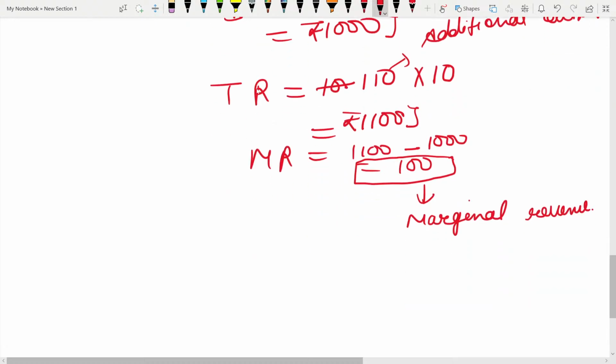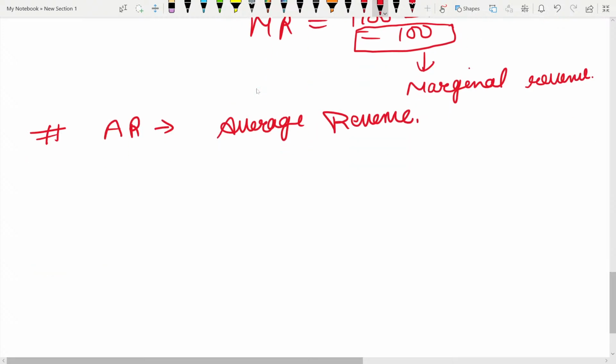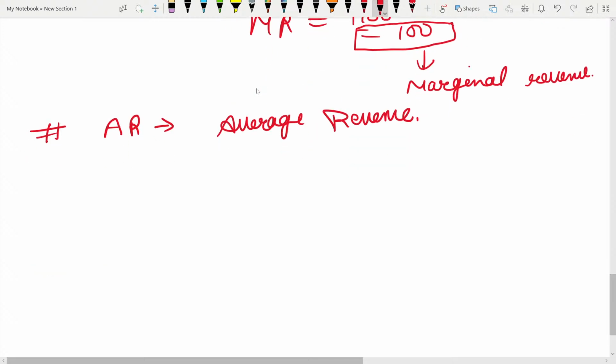Got it? Now coming to the point, that is average revenue. So average revenue is what?